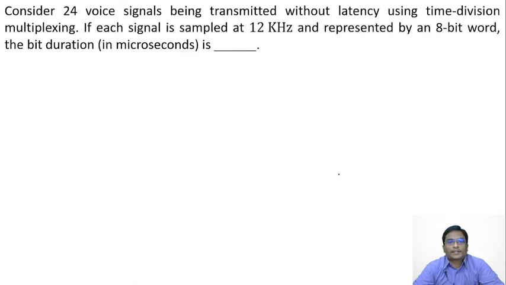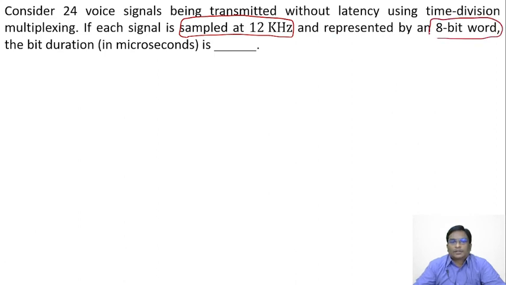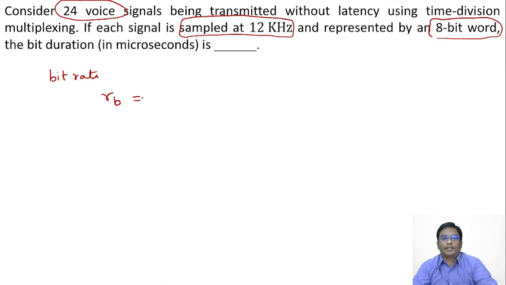Consider 24 voice signals being transmitted without latency using time division multiplexing. Each signal is sampled at 12 kilohertz and represented by 8-bit words. The bit rate is represented by RB and the bit duration by TB. They are asking for TB, which is nothing but 1 by RB itself.